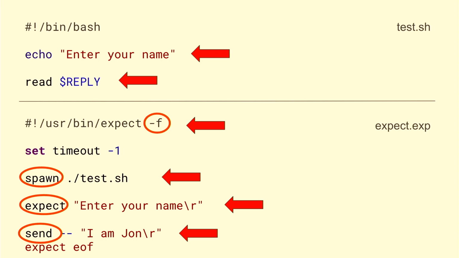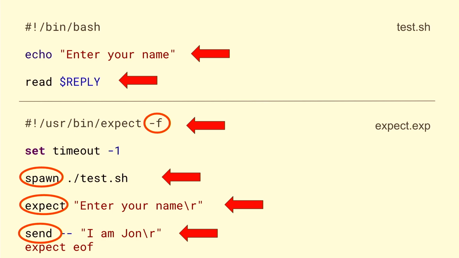We're going to expect "enter your name", and then we're putting an enter \r at the end, and that's in quotes. And then we're sending "I am Jon", which is the response that we want to respond with. Again, with that \r, that's the enter key. Notice that I'm using two dashes after send. If you are using two dashes, that means you're passing a string using the send command.